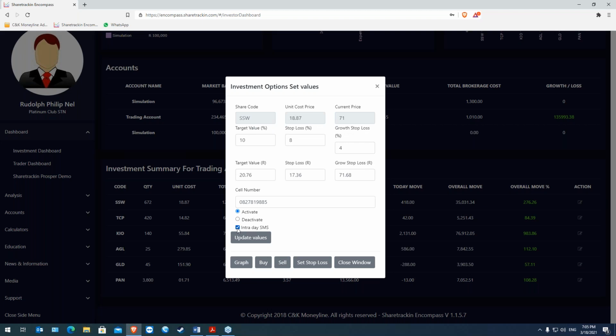Now the intraday SMS will send you SMS 3 times per day. Those aren't really SMSs that you have to go and react on. We get a lot of questions: what must I do with this SMS telling me that the share has increased or decreased? The only time you react is once it reaches target value, you can decide to sell it or not, or you can just increase your target value to, let's say, 15%.